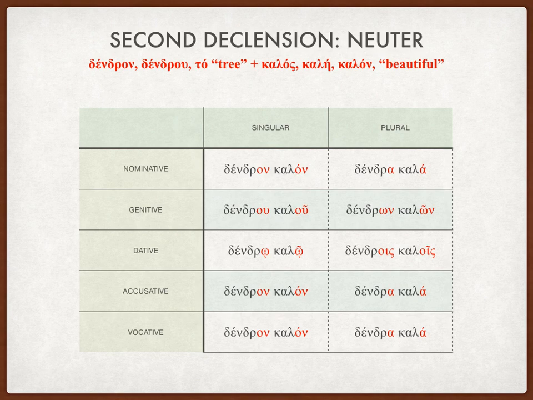If there's more than one tree and they're my subject, I'll say dendra kala, the beautiful trees do something. If something belongs to them, if something's of the beautiful tree, my endings are on, dendron kalon. To or for the beautiful trees, dendrois kalois. And accusative, copy the nominative, dendra kala. Or if I'm talking to beautiful trees, I'll call them dendra kala as well. So those are the neuter endings. Those are also going to be important for you to start memorizing this weekend. And fortunately, you have an extra day with Labor Day to start working on these.